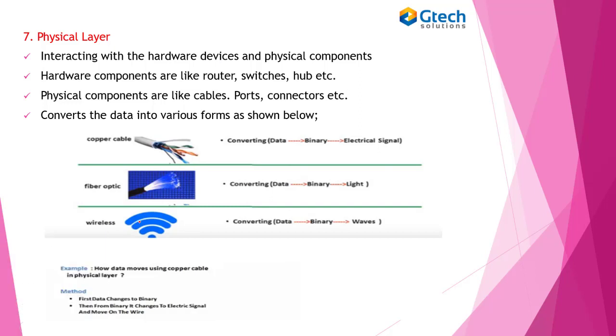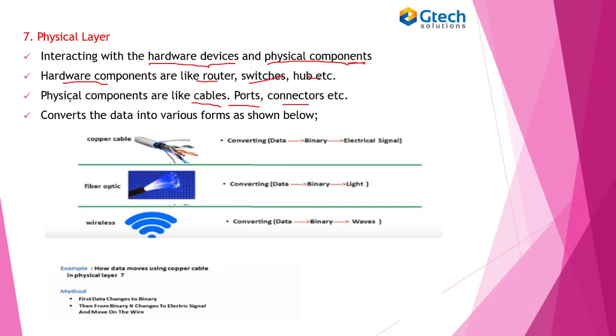Interaction between hardware devices and physical components takes place. Hardware devices or components include router, switches, hub, computer, you can name them. But physical components include cables, ports, connectors, as you can name them.